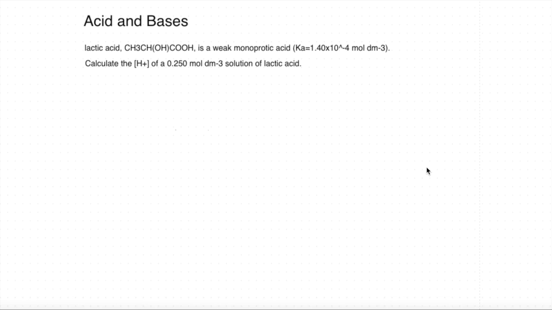Before we jump into the question, we are going to recap on three aspects of acids and bases. Firstly, the definition of acids. Secondly, the difference between strong and weak acids. And thirdly, how to calculate the strength of different acids. So let's first touch on the definition.